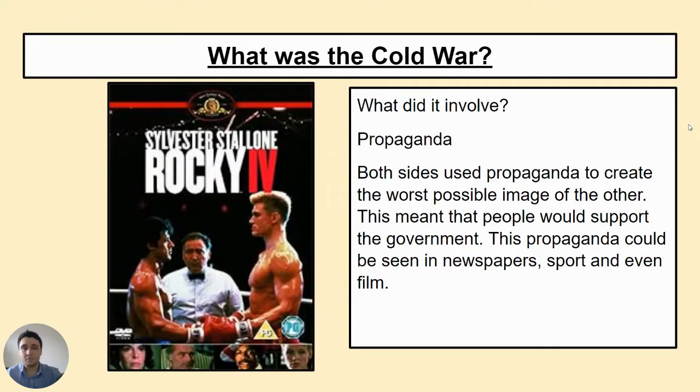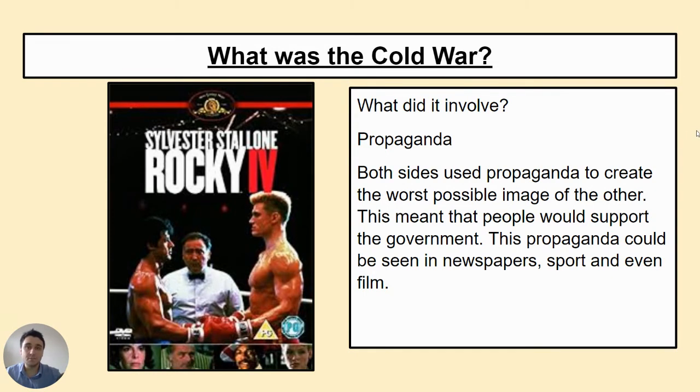What else did it involve? Well, propaganda was another big part. Both sides used propaganda to create the worst possible image of the other. And this would mean that people would support the government in the Cold War. Now, this propaganda could be seen in newspapers, it could be seen in sports, and even film.